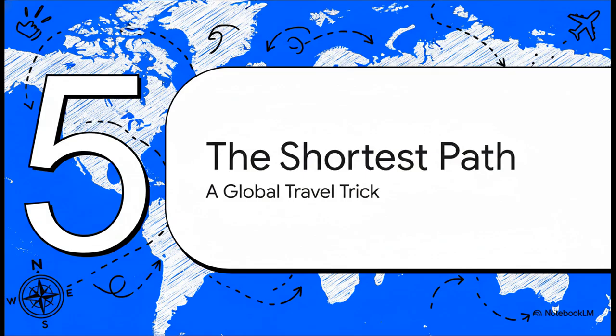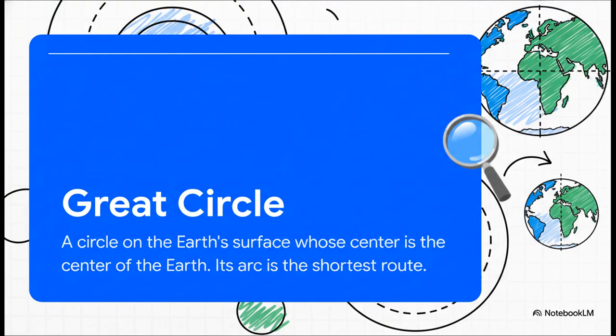All right, for our final piece of the puzzle, let's look at a pro-level application of this grid. It's a global travel trick for finding the absolute shortest path between any 2 points on the globe. This involves something called a great circle. Just imagine a circle that slices the Earth into 2 perfectly equal halves. That's a great circle. The equator is a perfect example. And here's the key takeaway. The path along the arc of a great circle is always the shortest route between 2 points.